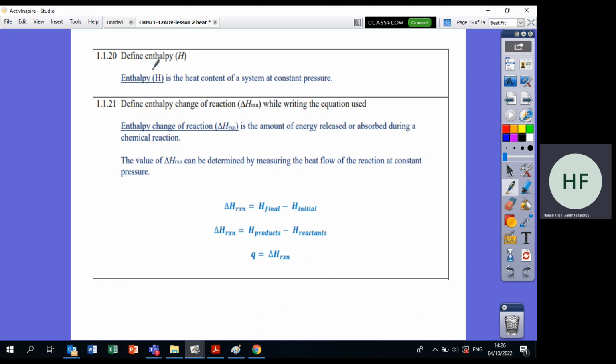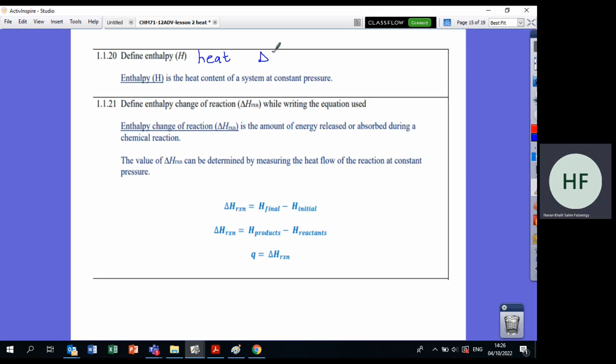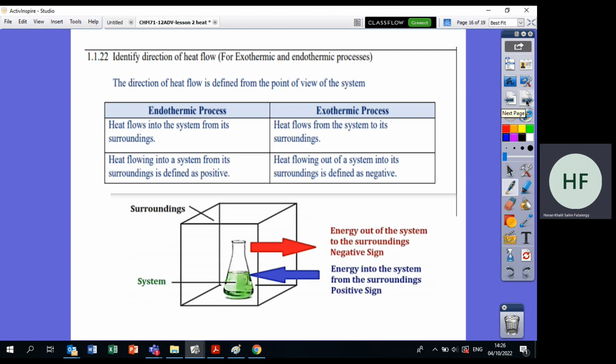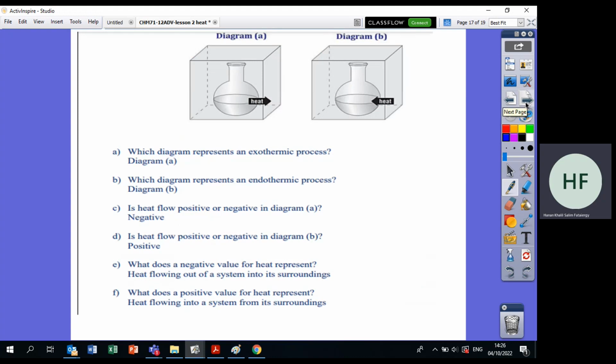Now enthalpy is another word for heat. Okay, and its symbol is delta H. Whenever you say delta, guys, grade 12 seniors, delta means final minus initial. So when I say delta H, this is H final minus H initial. In chemistry, final is products and initial is reactants. As you know, reactants become products. So the final is products and the initial is reactants. So delta H is equal to H final minus H initial, or H products minus H reactants. Okay? Now take a moment to look at this slide. Also take a moment to answer these questions.